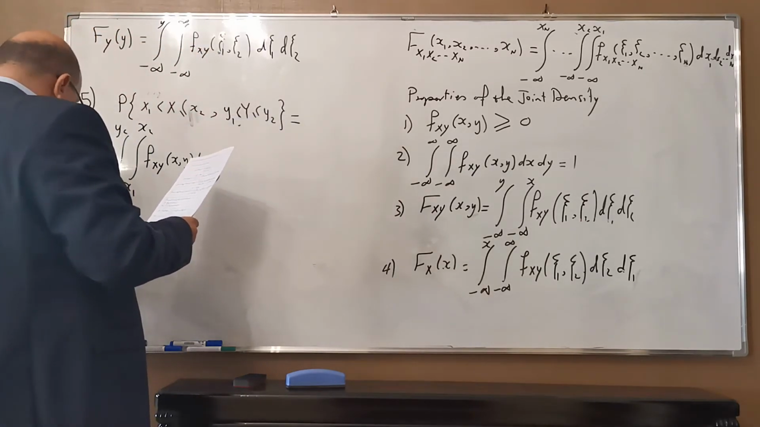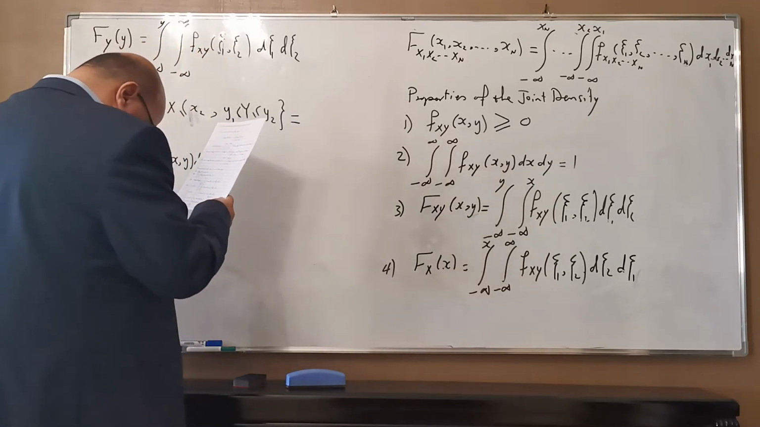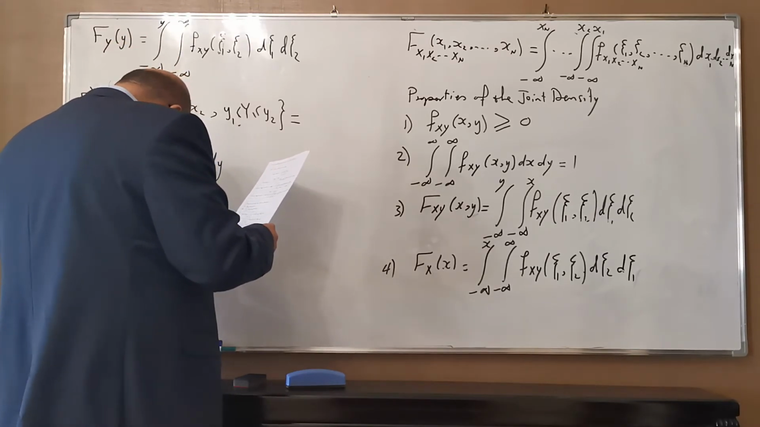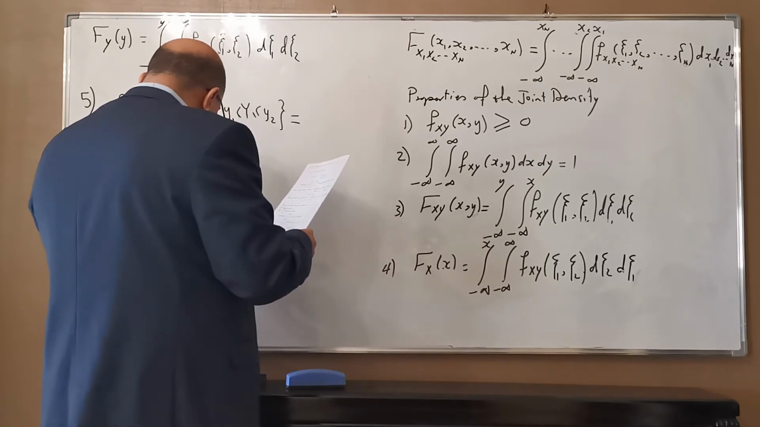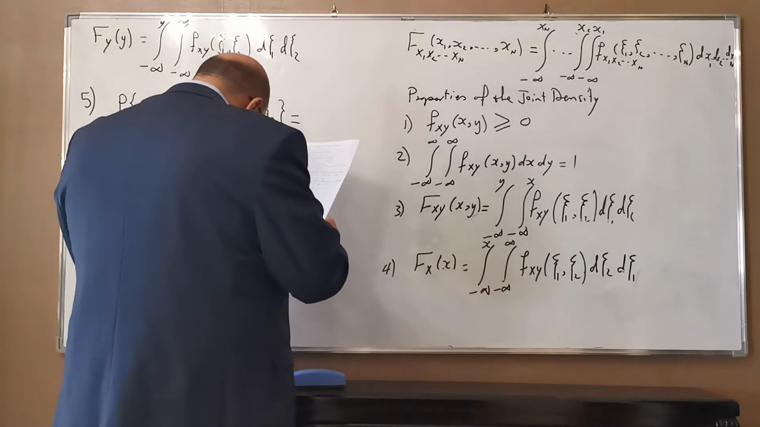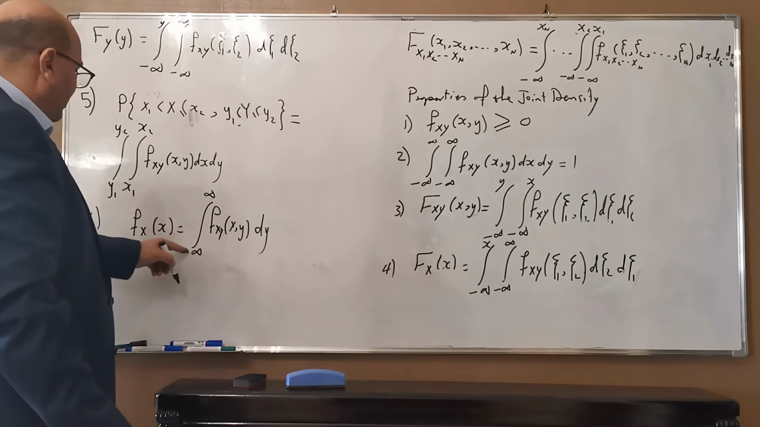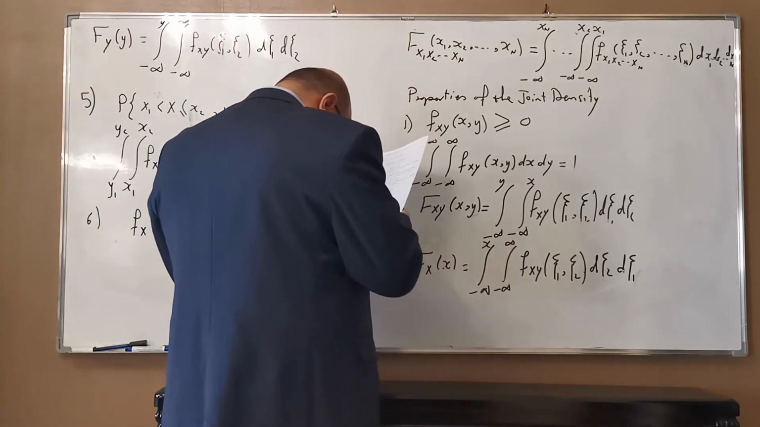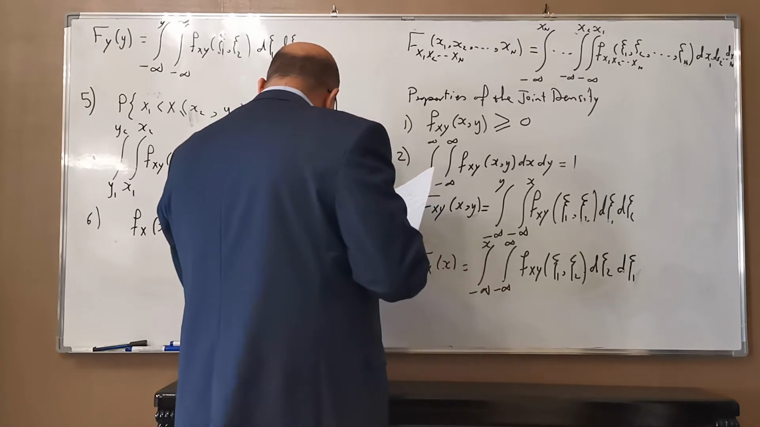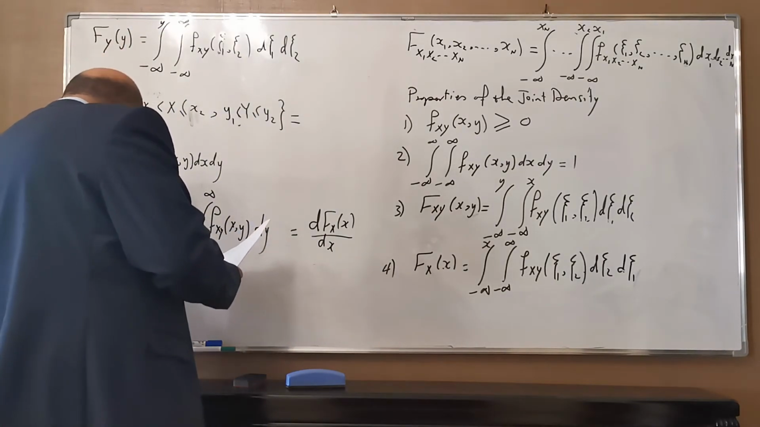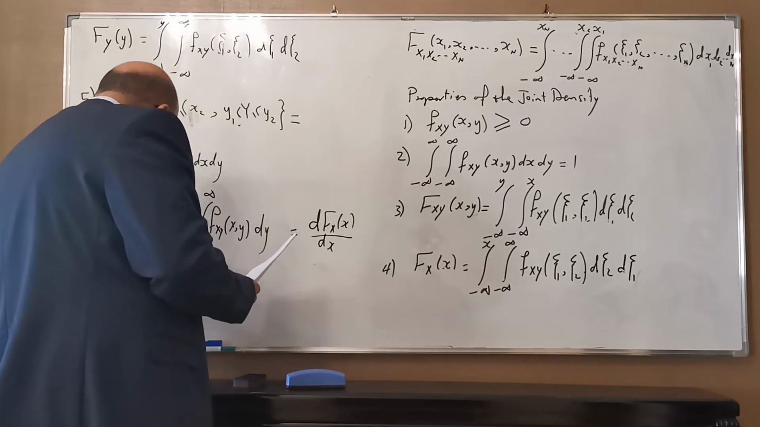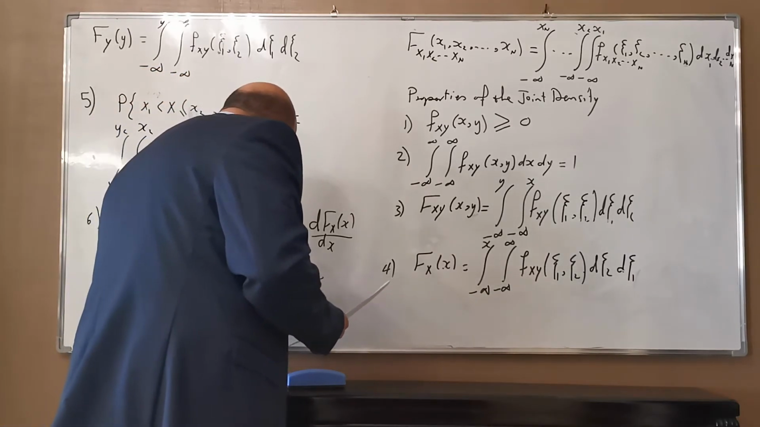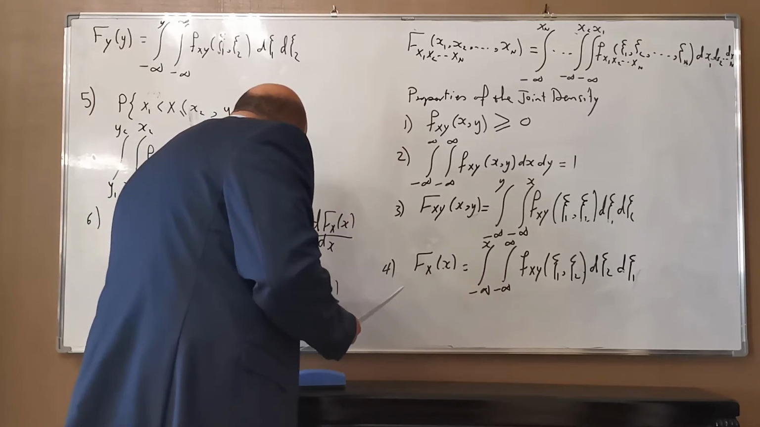Okay. Property number 6: f_X(x) is equal to the integration from minus infinity to infinity of f_XY(x,y) dy. So when you integrate the density from minus infinity to infinity, you get f_X(x). It also equals dF_X(x)/dx. And f_Y(y) is equal to the integration from minus infinity to infinity of f_XY(x,y) dx. It also equals dF_Y(y)/dy. Okay.